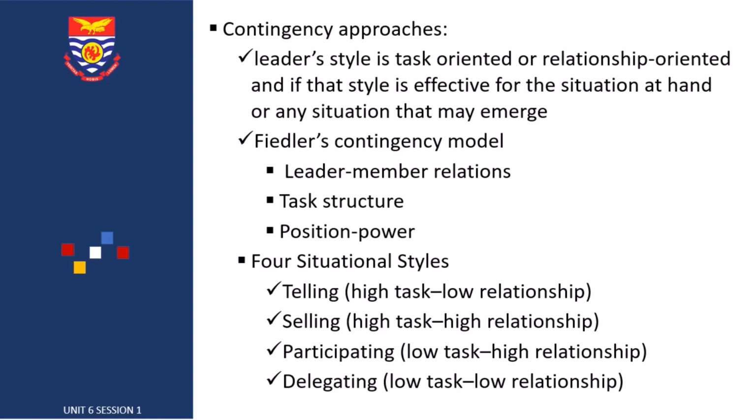So the telling is a high task, low relationship kind of leader-member relationship. The task is high, but you realize that you have low relationship with the people, so you are just more interested in achieving a particular task. Selling is when you have high task and high relationship. The task is tough, so you motivate people. You are always with them on the job so that they can achieve the task at hand. Participating, that is low task, high relationship.